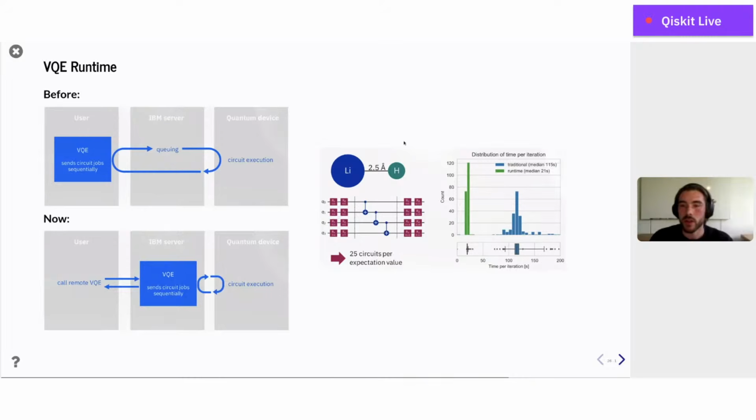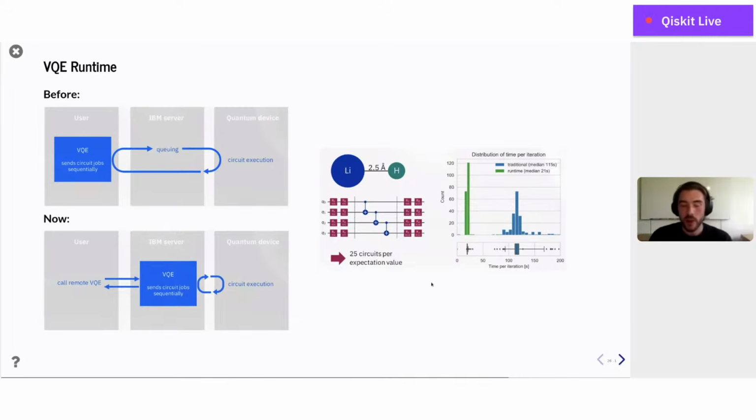And as a quick example here on the right-hand side, I picked an old slide where we simulated a lithium hydride molecule using a very simple ansatz. And in the traditional way, before we had the VQE runtime, each iteration would take on the order of 115 seconds, so that being the median. Using the runtime, the median went down to 21 seconds. So you can see this is a very significant performance improvement.